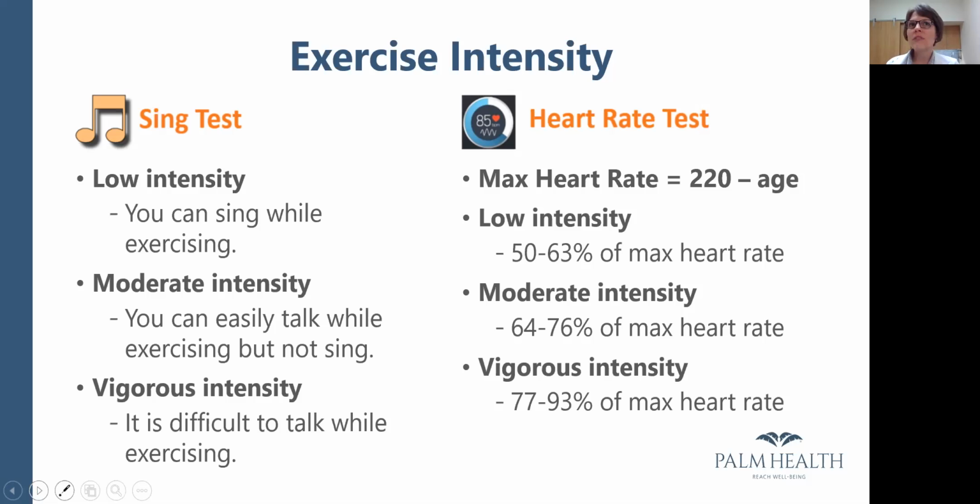How do you know if it's high intensity or low intensity? First of all, you can calculate it. You can use heart rate monitoring to check it, or you can just do what I do and make sure you're huffing and puffing. So if you can sing while you're exercising, it's low intensity. If you can talk but not sing, it's moderate. And if it's difficult to talk, if you really can't talk or you don't want to talk, then it's vigorous.